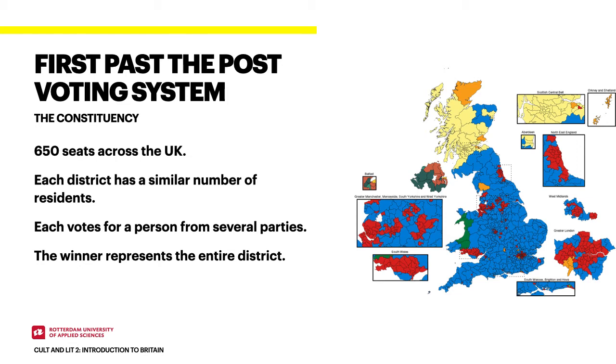Now, each district, in theory, has a similar number of residents. So as you can see, London, which is a city of millions of people, has a lot of very small constituencies, as you can see around other large cities, for instance, Manchester. If you go up to the north of Scotland, you'll see that the constituencies are much larger because they are sparsely populated. Now, each votes for a person from several parties, and the person who gets the most votes wins.